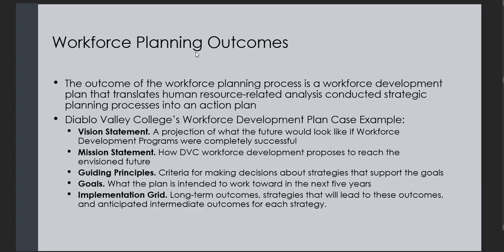Then you have the mission statement, which is how the organization proposes to reach the envisioned future, followed by the guiding principles. This is the criteria for making decisions about strategies that support the goals. The goals, what the plan intends to work towards in the next 5 years. Then lastly, the implementation grid. The long-term outcome strategies and anticipated intermediate outcomes. The structure provides a clear roadmap for action.